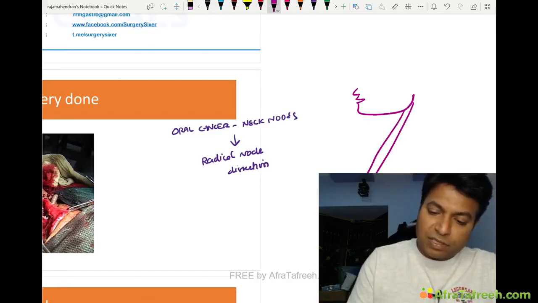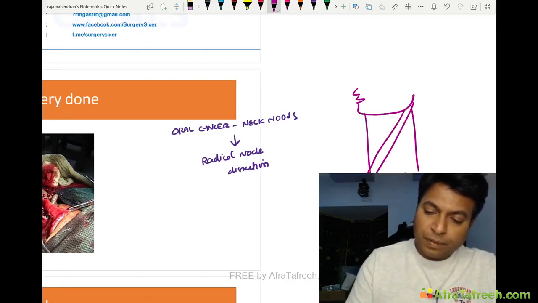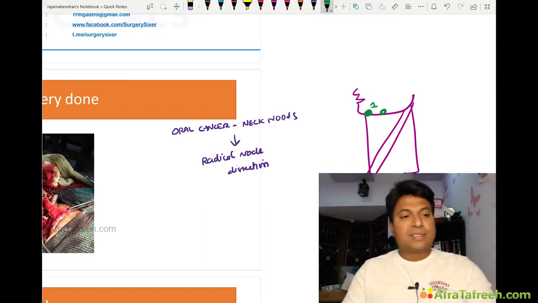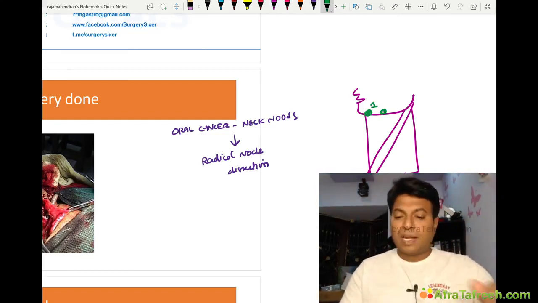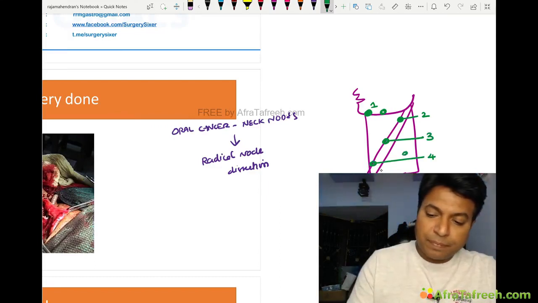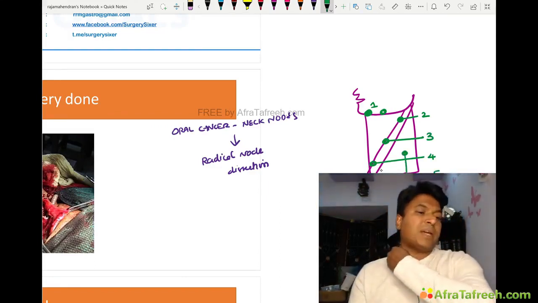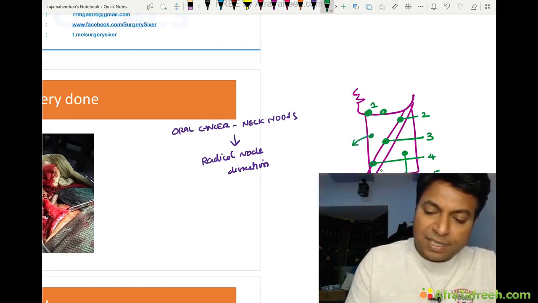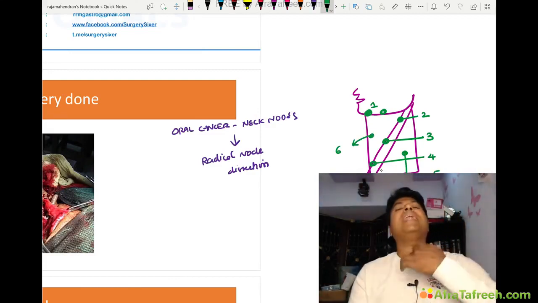Should not forget the levels of neck nodes. I'm going to show you the nodes. Level 1 is submental and submandibular nodes. Level 2 is upper jugular nodes. Level 3 is middle jugular nodes. Level 4 is lower jugular nodes. Level 5 is posterior group of nodes behind the sternocleidomastoid. Level 6 is pretracheal and prelaryngeal nodes.